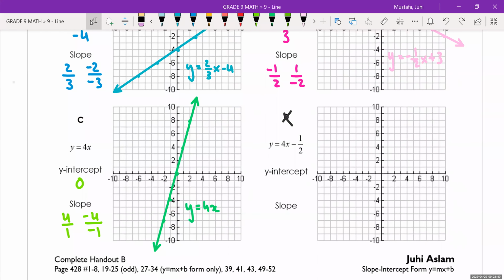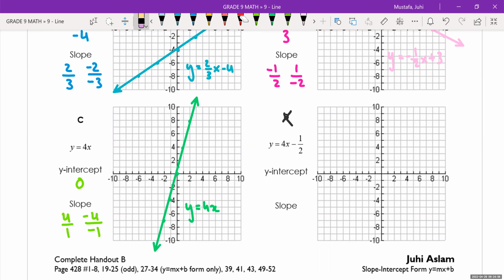And then question C was interesting because it was y is equal to 4x. Technically, if nothing is written there, it's like saying plus 0. So that means the y-intercept is 0. Your line is starting at the origin, which is (0,0). And then a slope of 4 means it's 4/1 or -4 over -1. So you're going to go up 4, 1 to the right, or down 4, 1 to the left. You're going to connect your points.